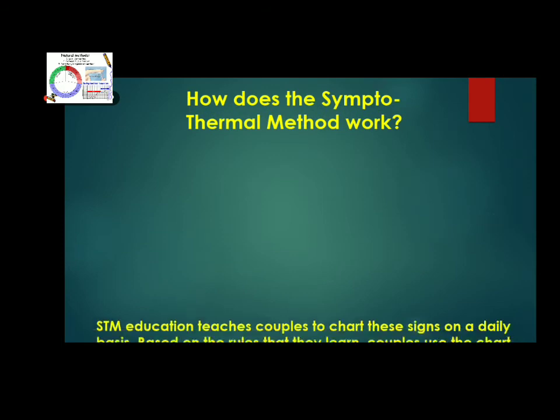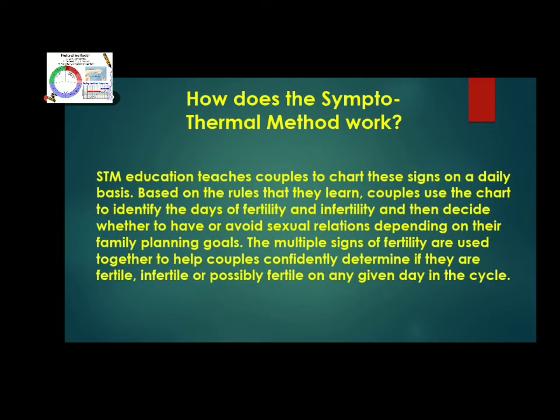STM education teaches couples to chart these signs on a daily basis. Based on the rules that they learn, couples use the chart to identify the days of fertility and infertility and then decide whether to have or avoid sexual relations depending on their family planning goals. The multiple signs of fertility are used together to help couples confidently determine if they are fertile, infertile, or possibly fertile on any given day in the cycle.